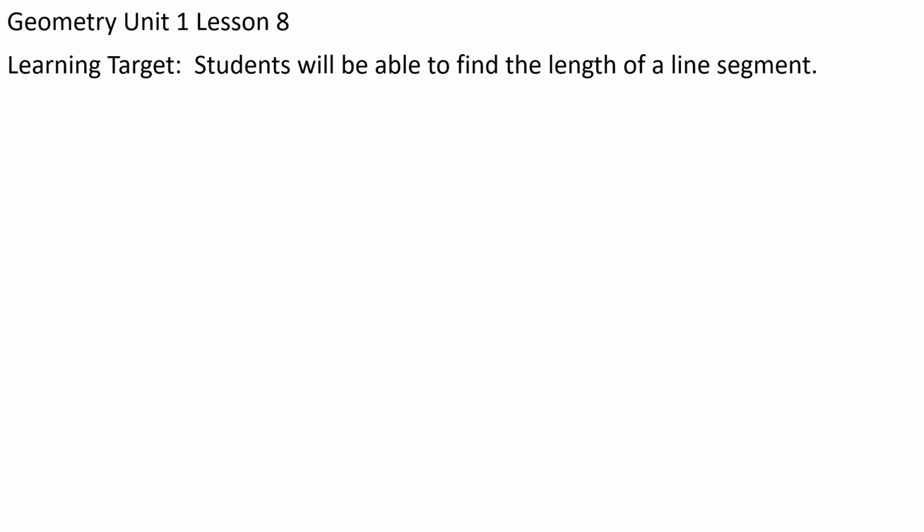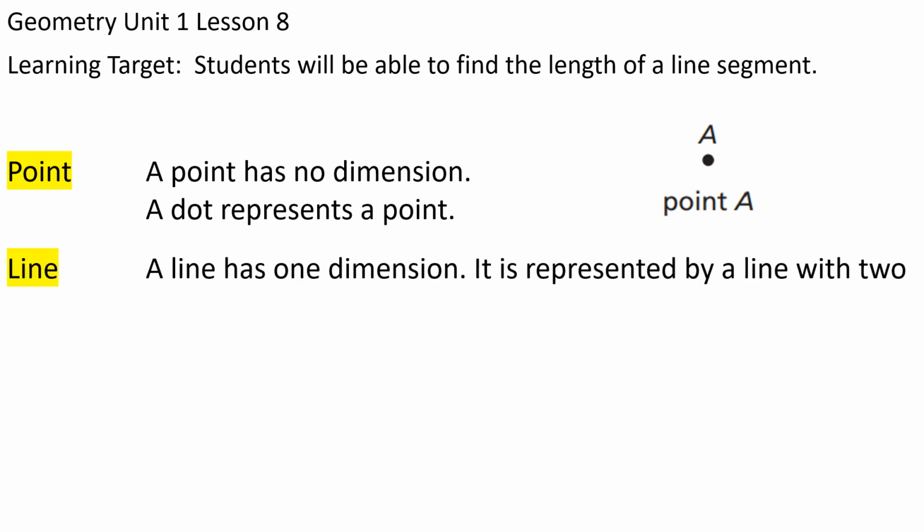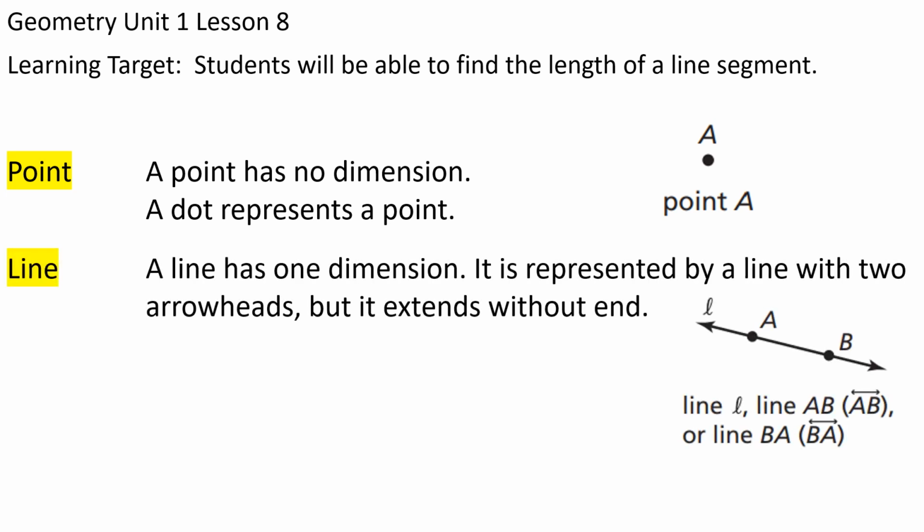Okay, we want to be able to find the length of a line segment. Quick reminders. A point has no dimension. We represent it with a dot. We use a capital letter to name it. A line has one dimension. It goes on forever both directions. Use arrowheads.